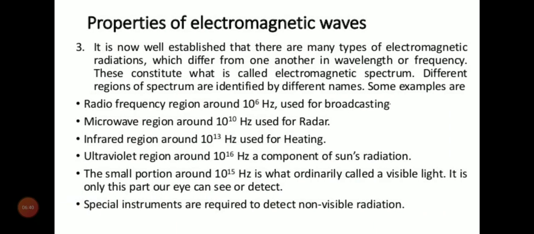Now it is well established that there are many types of electromagnetic radiation which differ from one another in wavelength or frequency. These constitute what is called the electromagnetic spectrum. Now we have different kinds of waves with different wavelength and frequency.